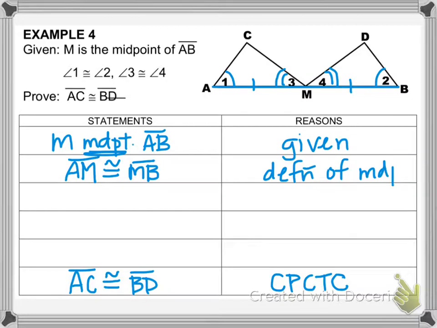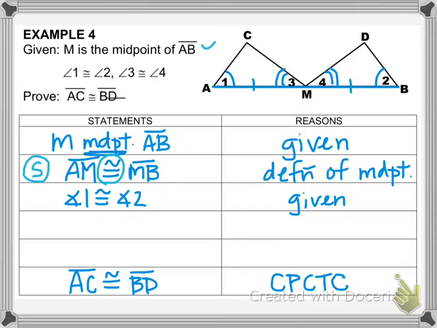Hopefully by now you're starting to kind of get the hang of these proofs. This is a congruent statement. It is an S. Let's go to our next given. So we're done with that one. Our next given is that angle 1 is congruent to angle 2. That's a given. That happens to also be a congruent statement, and those are angles, so I'm going to put an A.